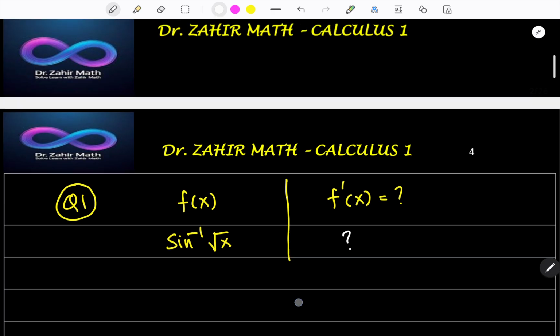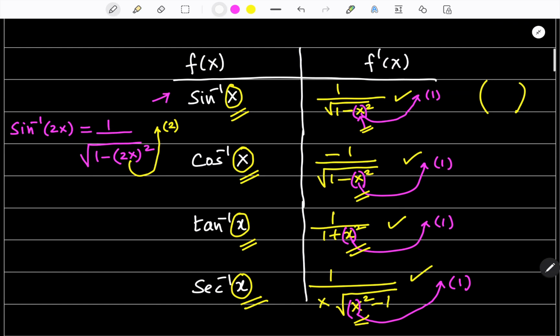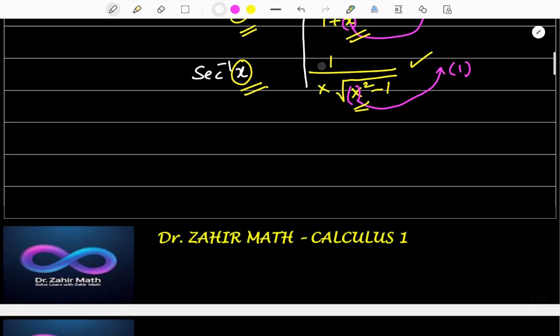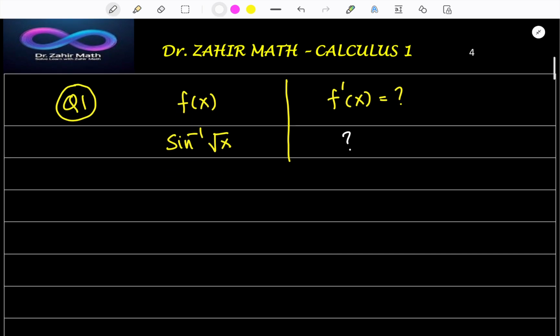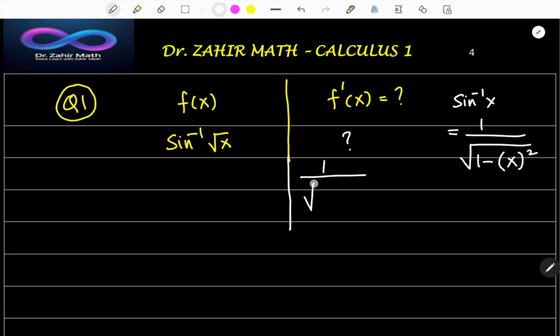Let me ask you first. We have the formula for sine inverse x. What is that? 1 divided by square root of 1 minus x square. The formula for sine inverse x is 1 divided by square root of 1 minus x bracket square. Same thing I am going to write here: 1 divided by square root of 1 minus, it is not x, it is what? Square root of x, the whole square. It is not x, it is square root of x square.